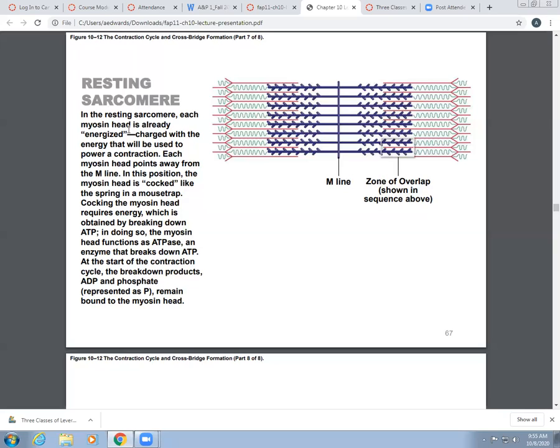So when the sarcomere is at rest, that myosin head is said to be already energized. It has the energy it needs to have a contraction. Each myosin head is actually pointing away from the M line. You see that? In that position, the myosin head is essentially cocked like the spring in a mousetrap. Cocking the myosin head requires some energy. And you do that by breaking down ATP.